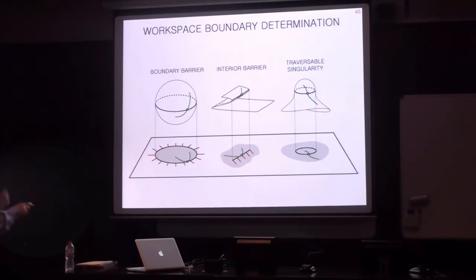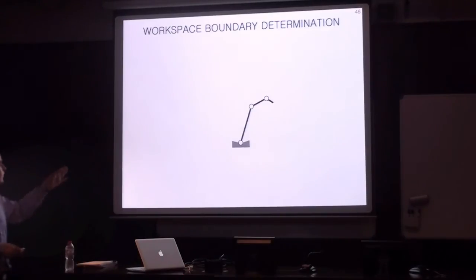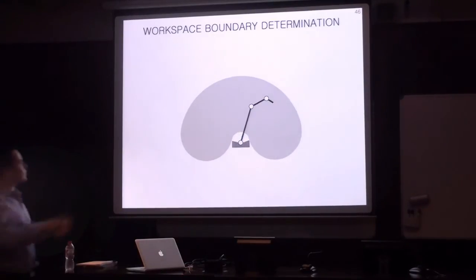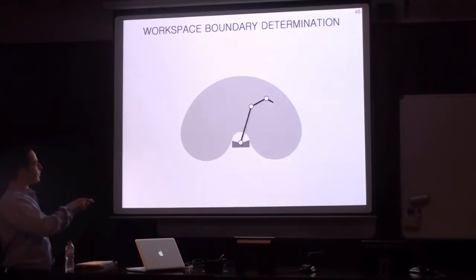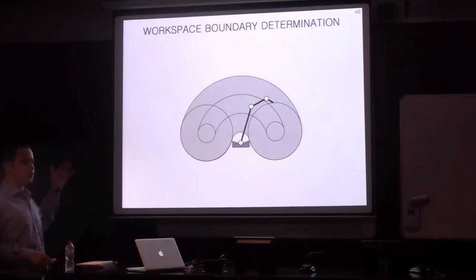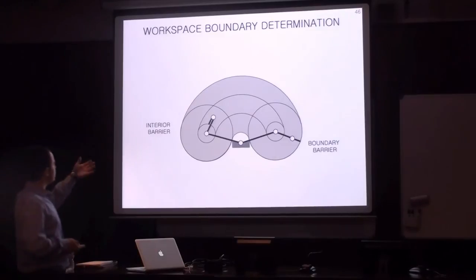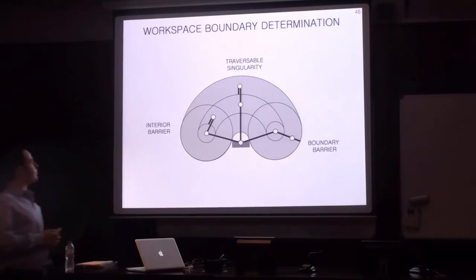An example of each one of these types can be seen with a simple 3-arm manipulator where the first revolute joint is constrained to move in this range of motion. This is the workspace relative to the position coordinates of the tip point of the last link. And these are the computed singularities where some loss of motion can happen. Here we have an example of a boundary barrier. This configuration is in an interior barrier, and this is an example of a traversable singularity.